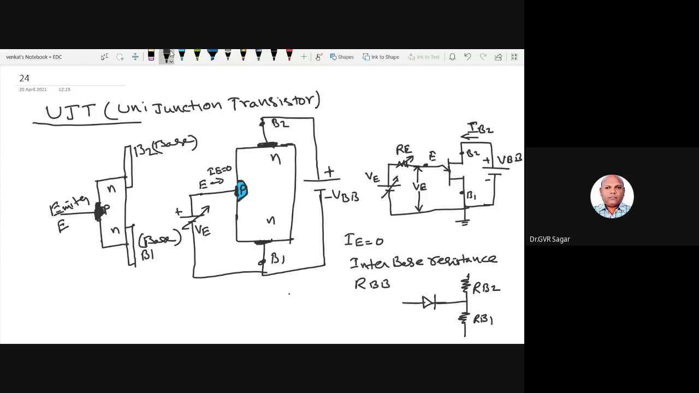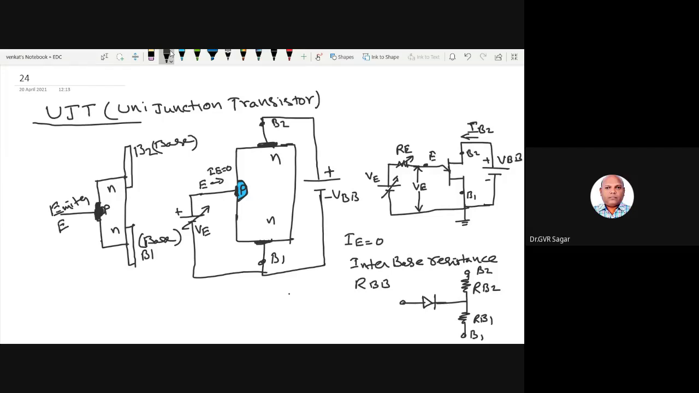Diode means, why are we showing a diode? Because this emitter junction is forward biased. The emitter junction is a PN junction, which is nothing but a PN diode, so I am showing a diode D. So this is the equivalent circuit for a UJT. UJT equivalent circuit. This is B2 and this is B1.